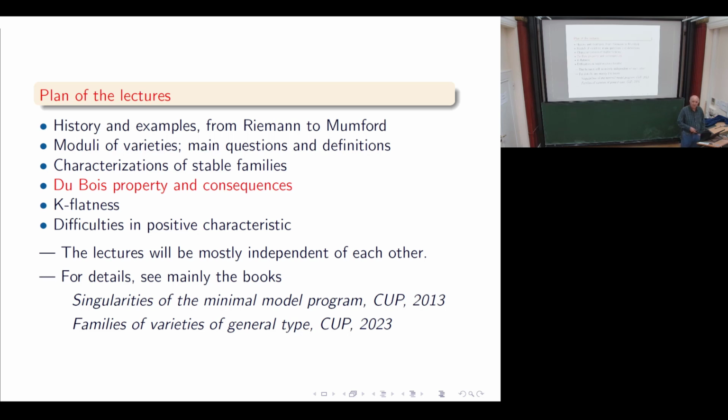So today's the fourth lecture about the Du Bois property and consequences. And so if you haven't been here for the first three, it's basically a new start. I mean, everything is motivated by its applications to these moduli questions. But I want to focus on what Du Bois singularities are and how to use them, and hopefully you will find them useful in some context.